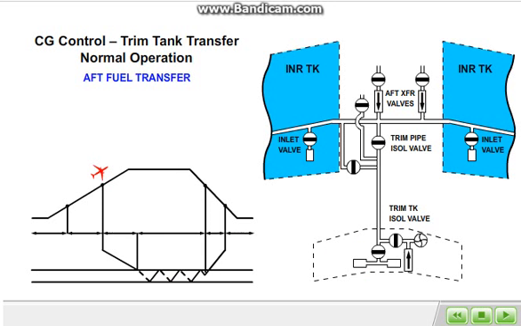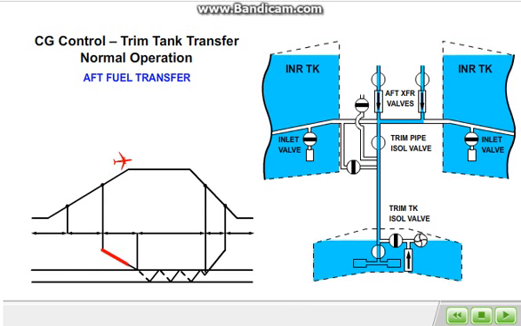This diagram illustrates how the trim tank transfer system moves fuel to and from the stabilizer trim tank during normal operation. For clarity, this simplified fuel system diagram does not include the engine fuel feed plumbing or the center fuel tank. Early in the flight, the left and right aft transfer valves, the trim pipe isolation valve, and the trim tank inlet valve open to allow fuel from the engine fuel feed plumbing to flow aft to fill the stabilizer trim tank. These valves close when the transfer is completed.